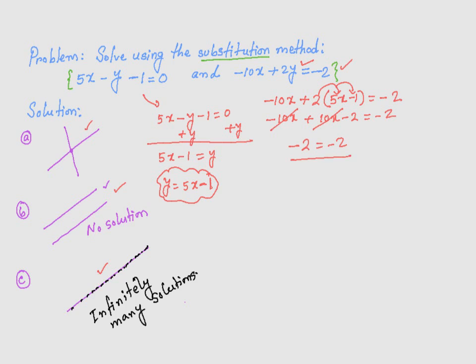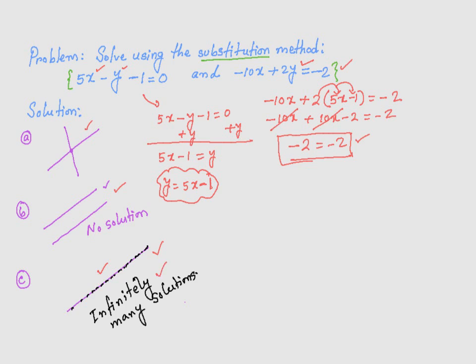But this statement is true regardless of the value of x and y. It is always true. So if you run into this scenario, you have the third case. That means you have two overlapping straight lines. When two lines overlap, you have infinitely many solutions.